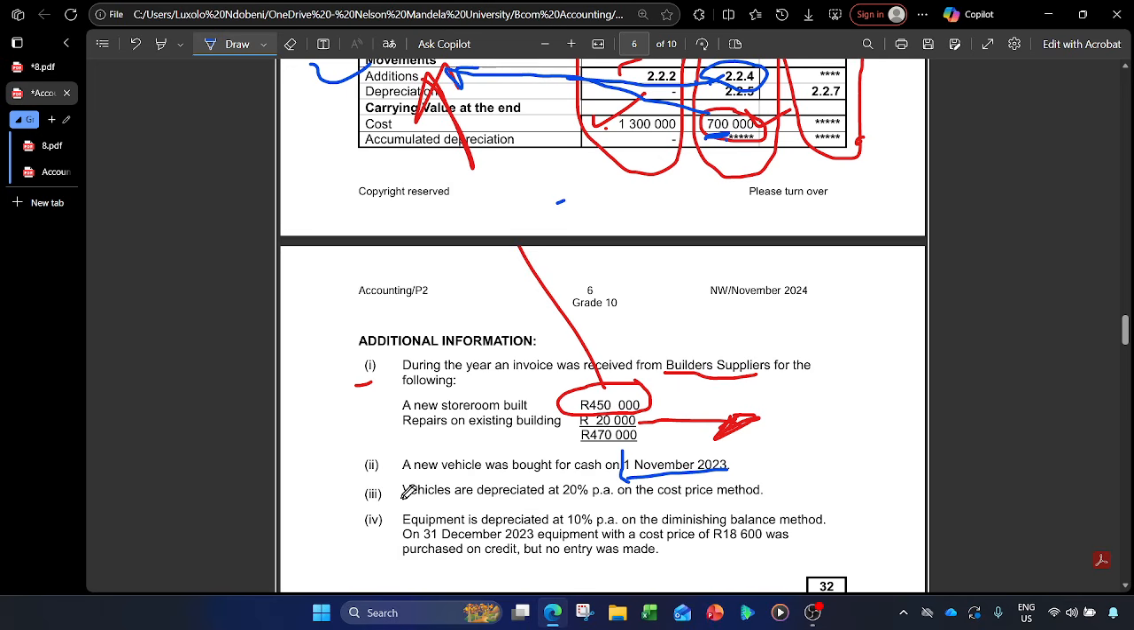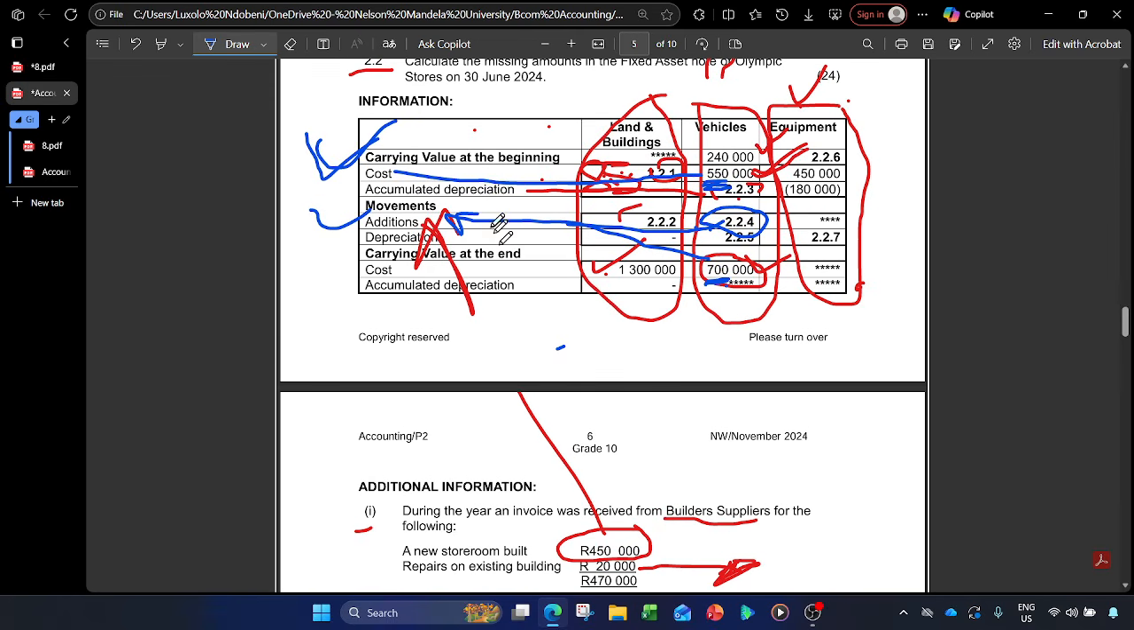So Roman figure number 2 says that vehicles are depreciated at 20% using the cost method, and I like the cost method so much because you don't have to struggle to calculate the carrying values and everything. You just have to take the cost and calculate the depreciation. So according to the cost method, they depreciate their vehicles at 20% per annum on cost.